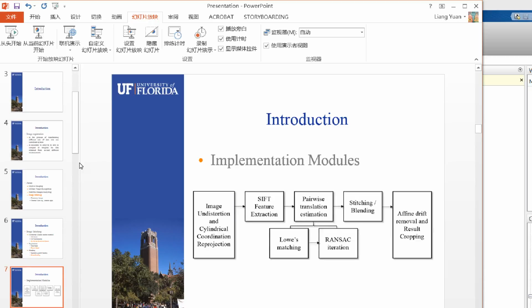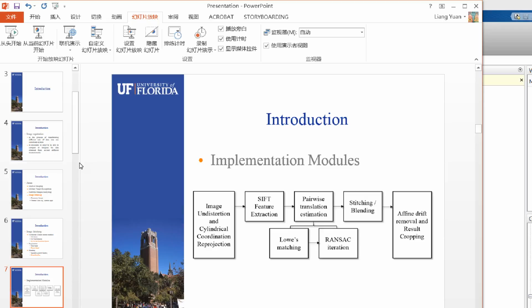Here is the flowchart of our program. And there are basically 5 modules. The first is image undistortion and cylindrical coordinate reprojection. It belongs to the calibration step. And the second module is feature extraction.